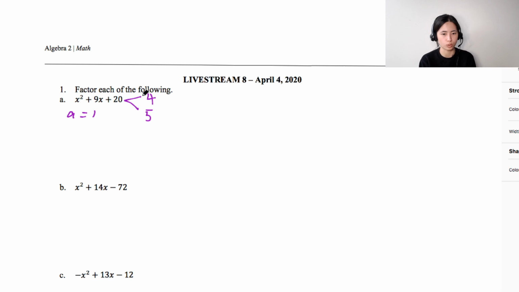And this is positive 20. And on top of that, so that's one condition: you need to think of two factors that multiply together. So the first condition is this. And then the second condition would be when you're adding these two factors. So say, for example, 4 and 5 is the one that I chose.